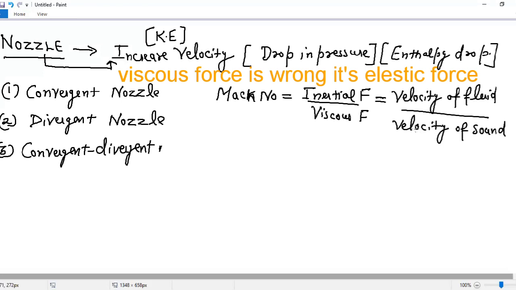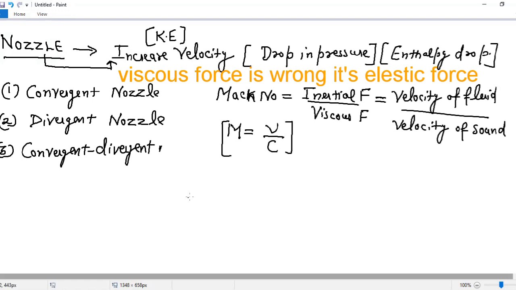The velocity of the fluid that is flowing through the nozzle, and the velocity of sound. All of you are aware of what the velocity of sound is. So we can say M, the Mach number, is nothing but the velocity of the fluid upon the velocity of sound. This is the value of the Mach number.